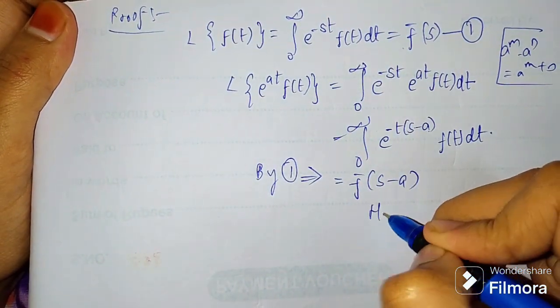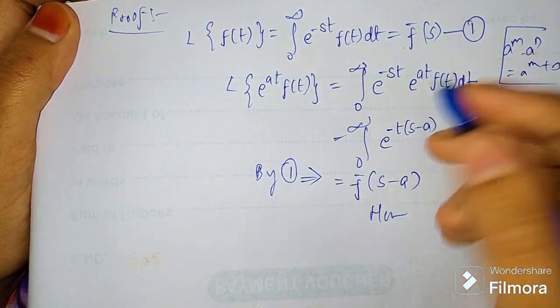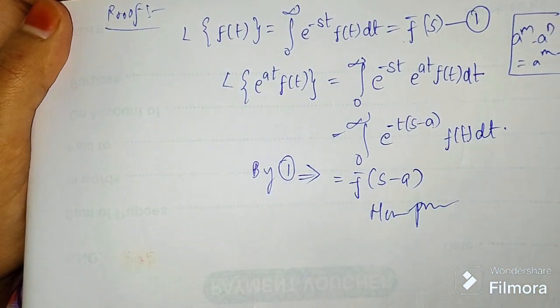See, Laplace of e power at f of t is f bar of s minus a. This is only the first shift property, hence proved. Okay, so quickly we'll solve some examples.